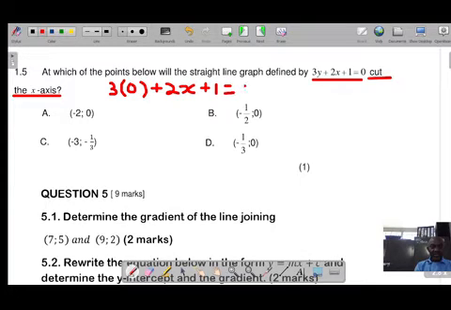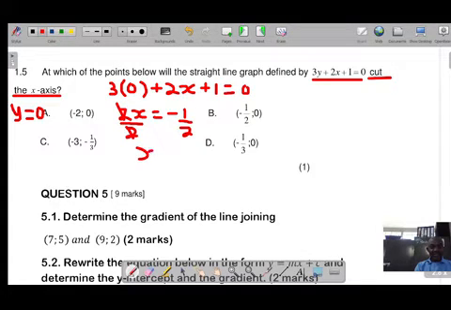So how do I get my answer here? Don't forget that our y equals 0. Why? Because the line is cutting the x-axis at that point. So now 3 times 0 is 0, and the positive 1 after crossing the equal sign becomes negative 1. So I'm going to have 2x equals negative 1, right? Because I'm looking for x, I divide by 2 on both sides. Now if I cancel this 2 with this one here, I'm left with x equals minus a half.